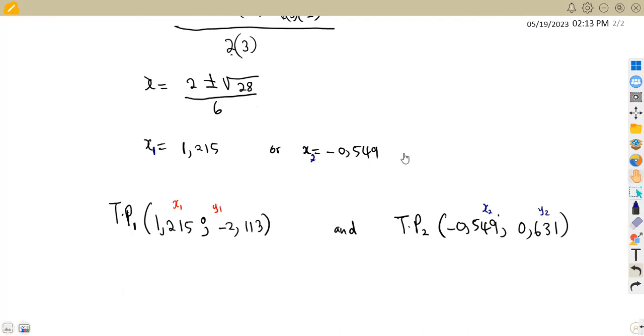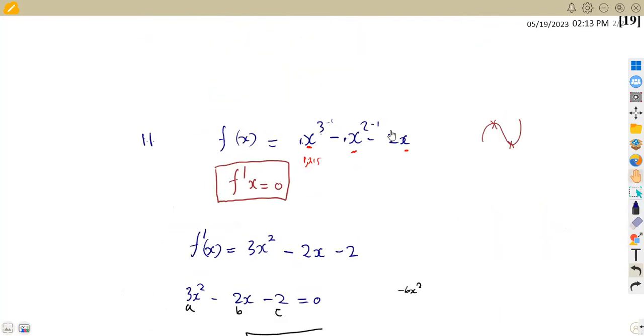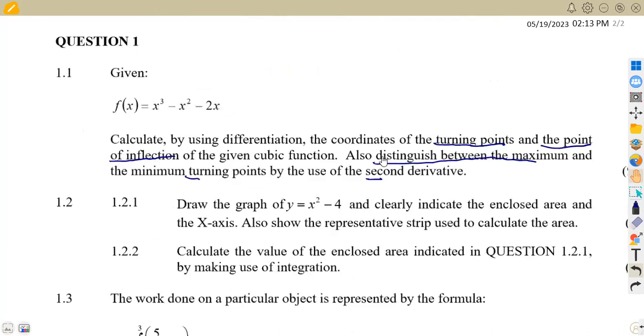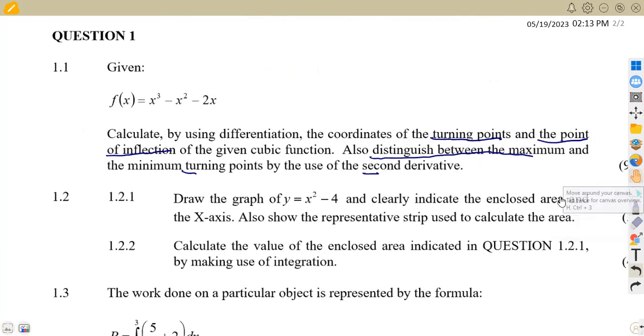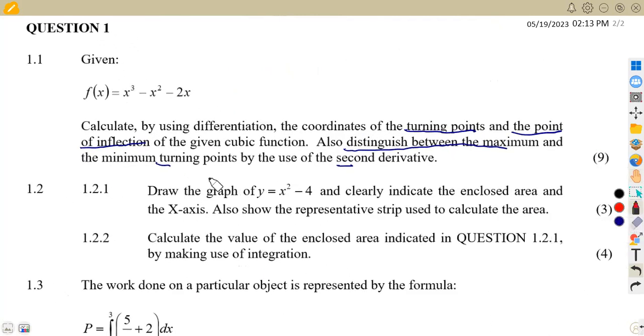So these are the turning points, the first turning point and the second turning point. But we are supposed to distinguish between these turning points. Take note from the question here. Yes, we are going to move on to this part to calculate the point of inflection. But here, we are also supposed to distinguish between these to say which one is the maximum and which one is the minimum turning point, by the use of the second derivative.